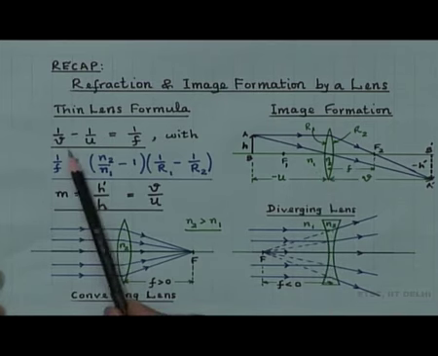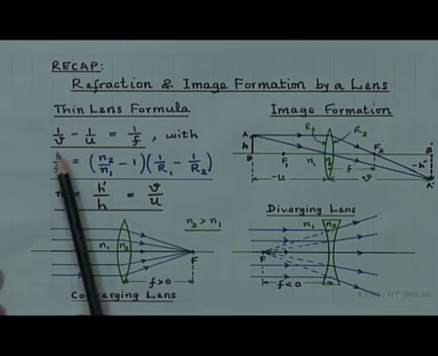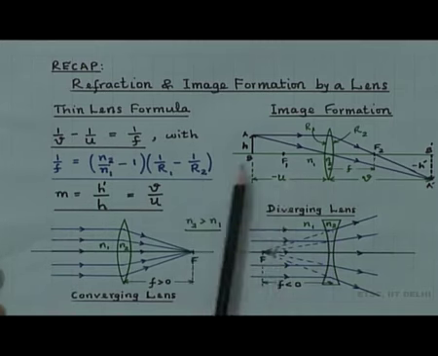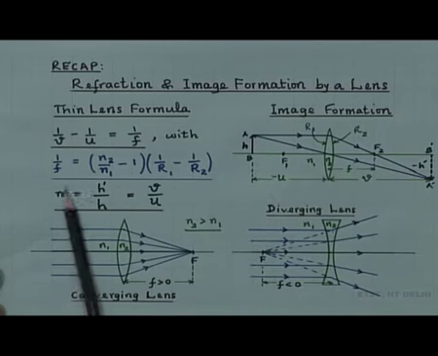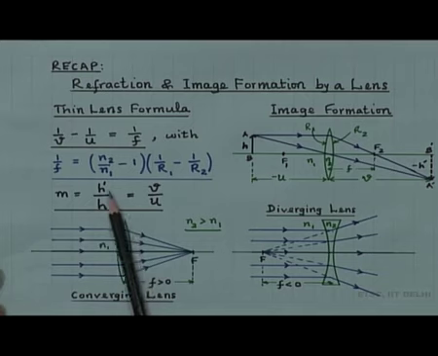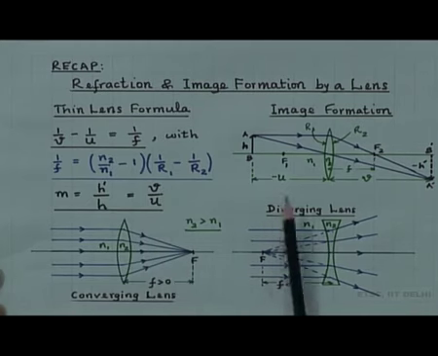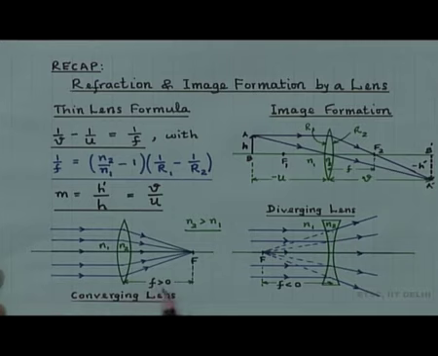And we have derived the thin lens formula, 1 by V minus 1 by U is equal to 1 by F, with 1 by F equal to this expression, where all the parameters are shown in the figure, and the lateral magnification is equal to h dash by h, size of the image by size of the object, is equal to V by U. We have seen that for a converging lens, the focal length F is greater than 0, positive, and for a diverging lens, focal length is less than 0, that is, negative.